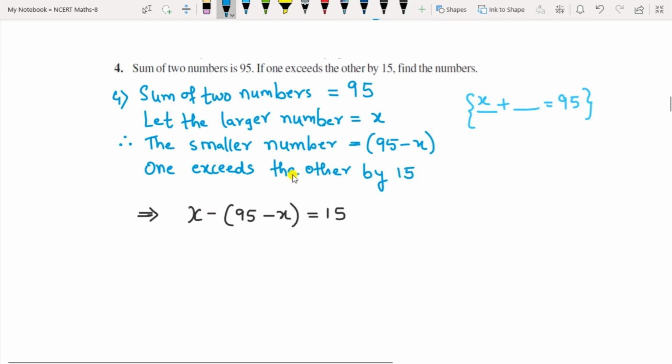Next question is the fourth one. The sum of two numbers is 95. One exceeds the other by 15. Find the numbers. Sum of two numbers means 95. One exceeds the other. Exceeds means one is greater than the other by 15.